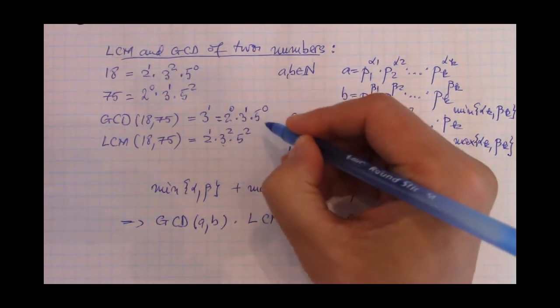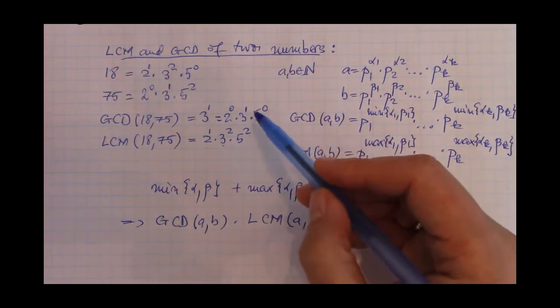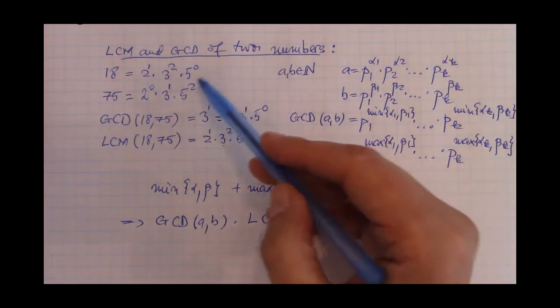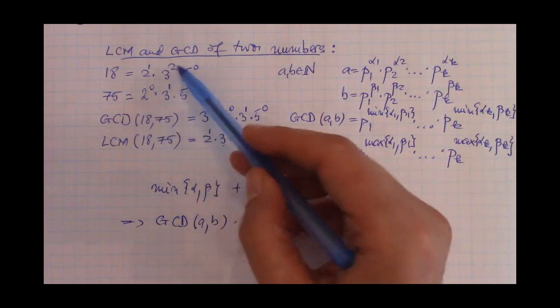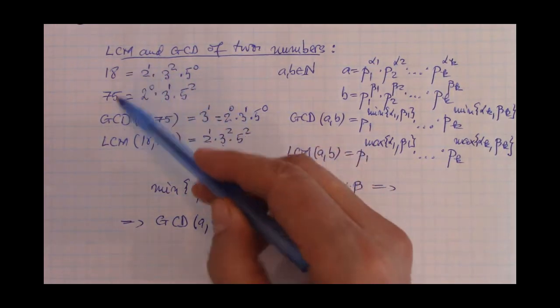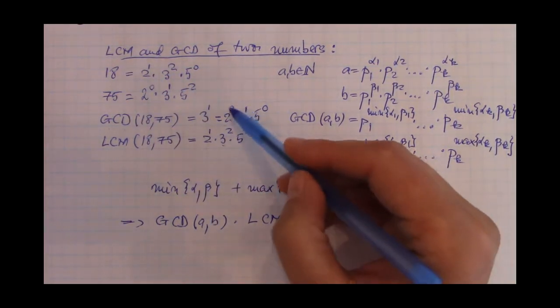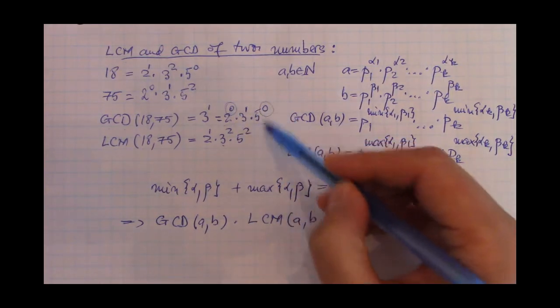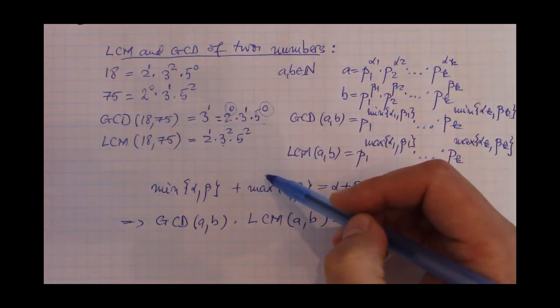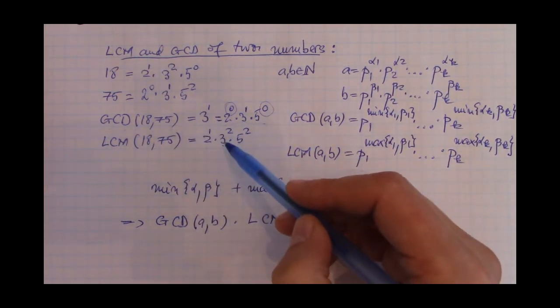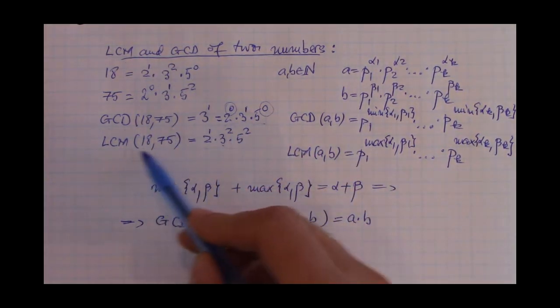So we take it to the power of 0. As you can see, all these fake prime factors of 18 and 75 show up in here, but they do not influence the result because they show up to the power of 0. Okay, so we effectively get the same GCD. Okay, how about the LCM?